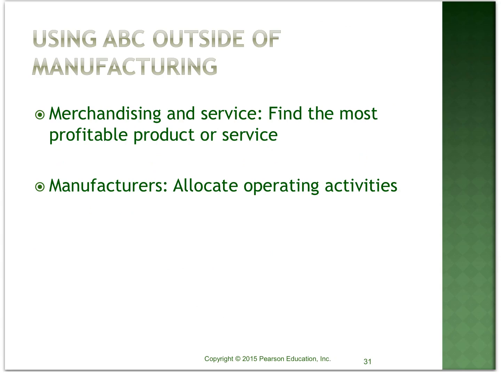Manufacturers may use ABC to allocate operating activities such as research and development, marketing, and distribution costs to different product lines. Managers can use the data generated by activity-based costing to determine which products or services to emphasize, to set prices, to cut costs, and to make other routine planning and control decisions.